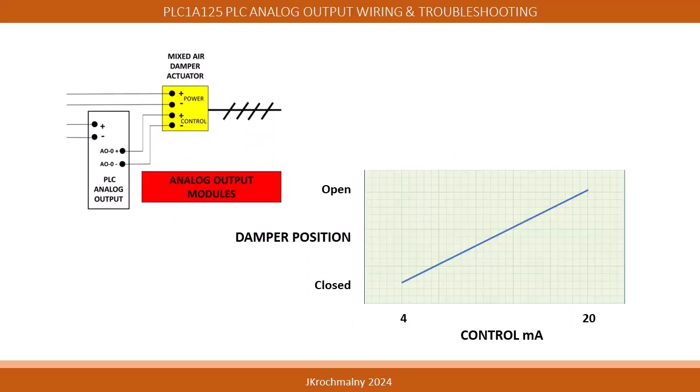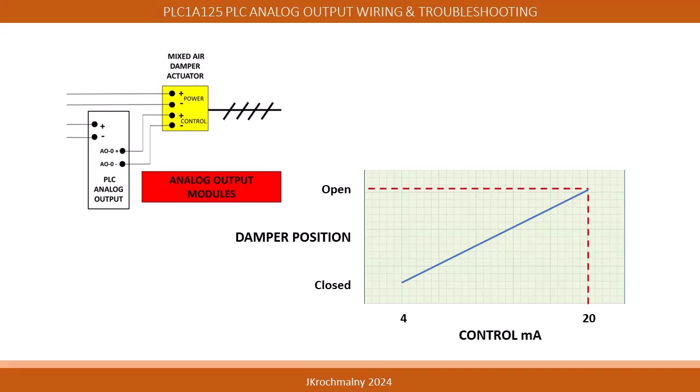Here is a picture of a graph associated with the mixed air damper position control. Utilizing a 4 to 20 milliamp control signal, we can open or close the damper. We can also achieve a precise position of the damper condition. In this example, if 4 milliamps are sent to the actuator control terminals, the damper will be held in a closed position.